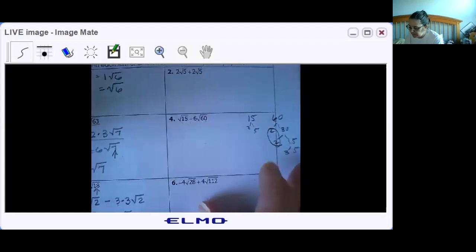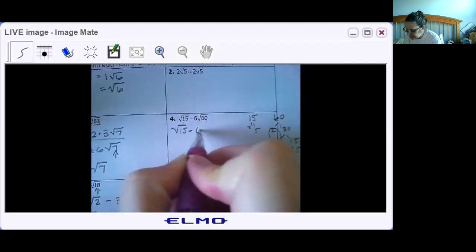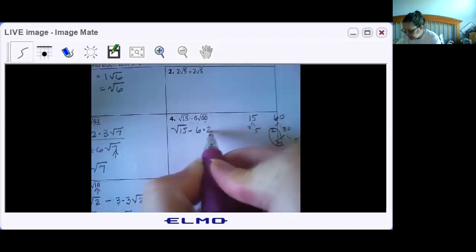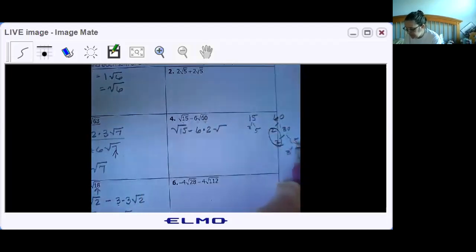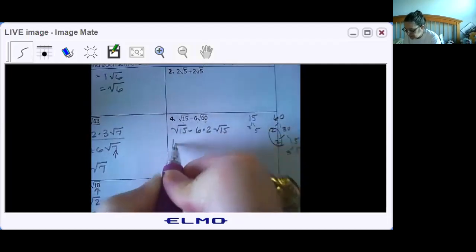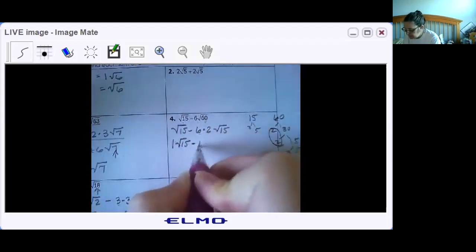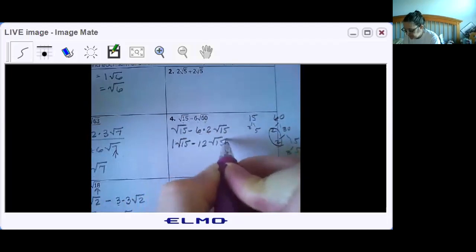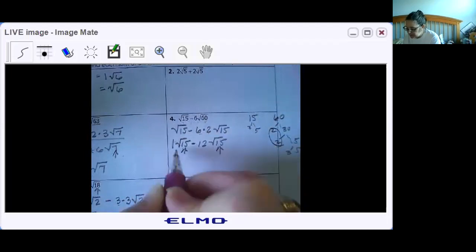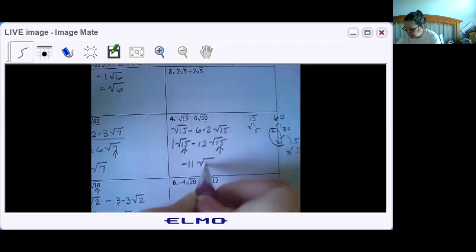Now, so we go back to our problem. So the square root of 15 stays, minus 6 times the square root of 60. Well, the square root of 60 is 2 times the square root of 15. So now I have 1 times the square root of 15, minus 12 times the square root of 15. My square roots match, so now I'm going to do 1 minus 12, which is negative 11 square root 15.